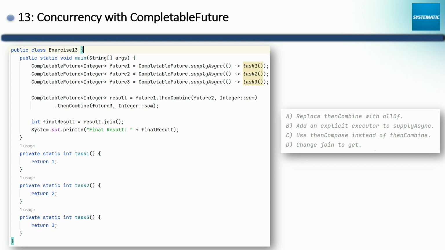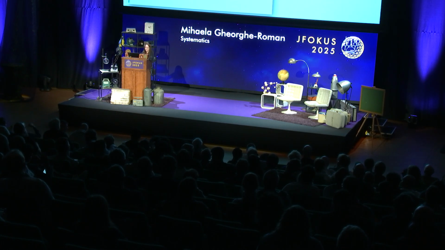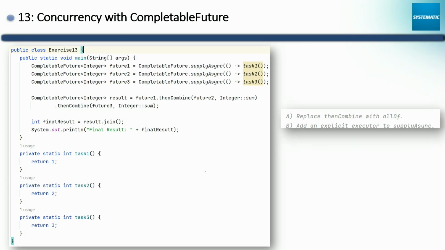So let's see which one was the correct one. And between A and D, which one? How many of you consider that is A? And how many consider that is D? Okay, let's see. Those of you that raised your hands for option A, you're right. Option A is the correct one. We should replace thenCombine with allOf. And let's go a bit through all of them, or at least with a focus on A and D, because these were the highly voted answers.